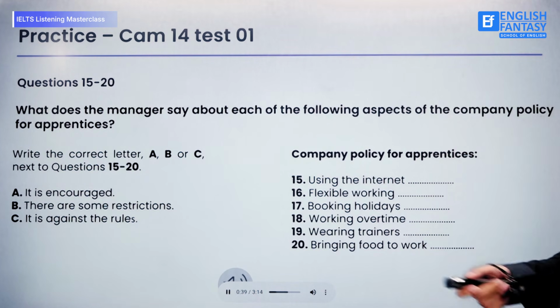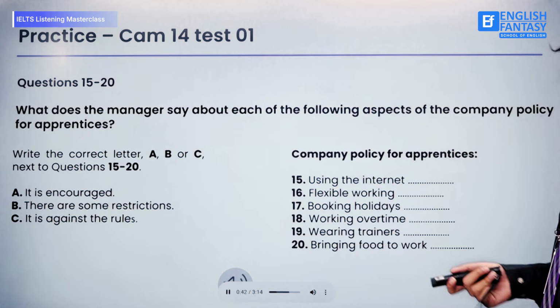Now listen and answer questions 15 to 20.